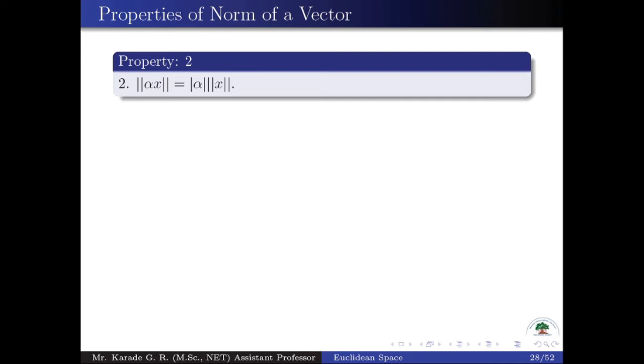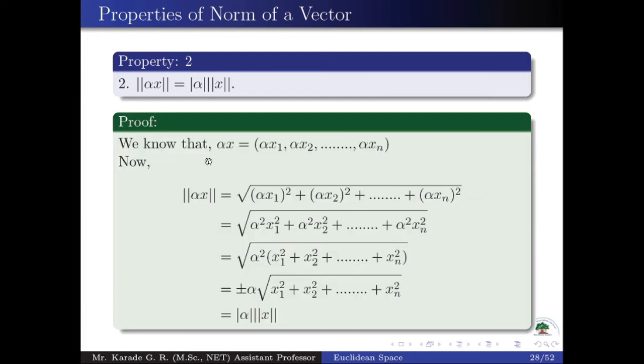Now consider the second property. The second property says that the norm of vector alpha x is equal to modulus of alpha times the norm of vector x. So let us prove this property. We know that alpha x is a scalar multiplication of x with alpha, and it is a vector having n components. First component is alpha x1, second component is alpha x2, dot dot dot, nth component is alpha xn.